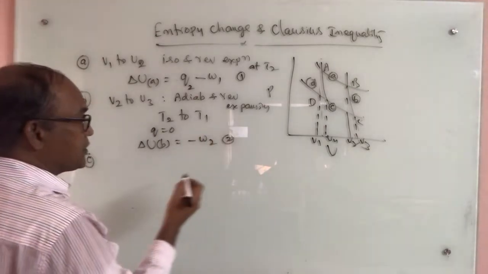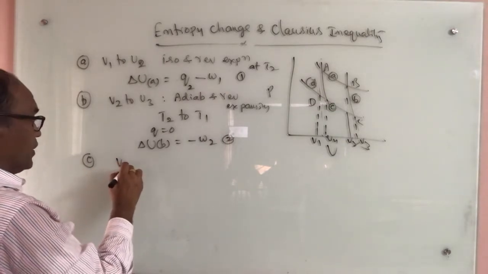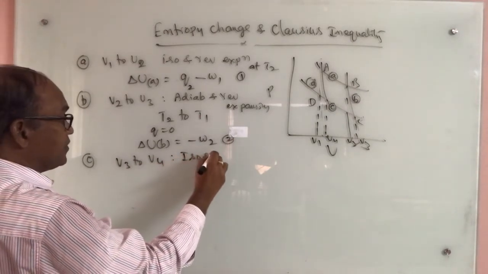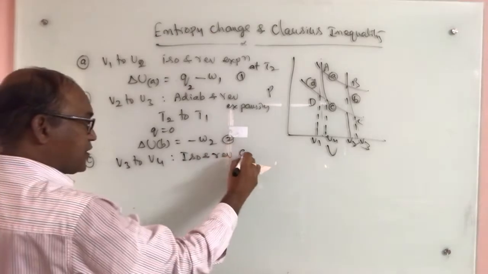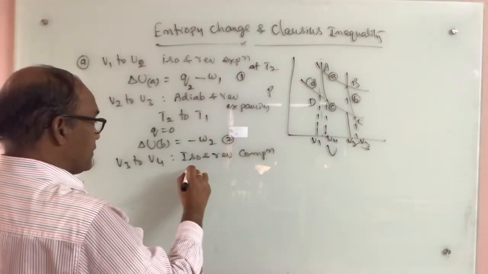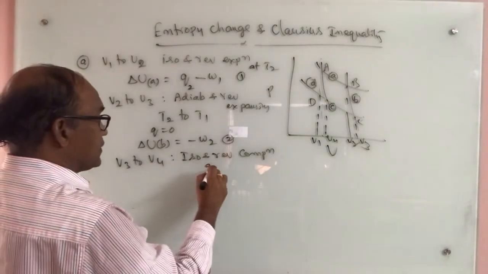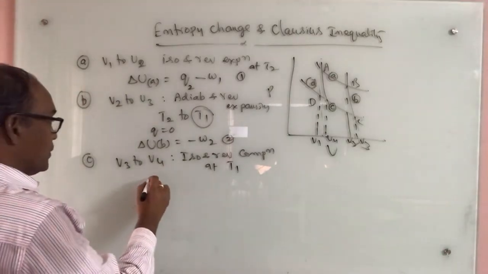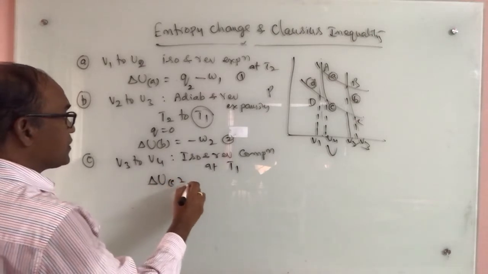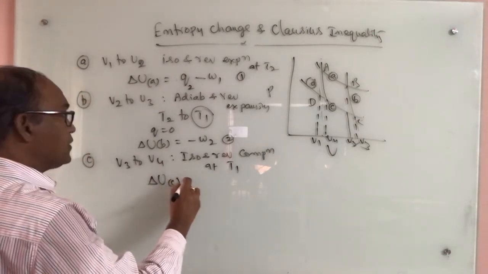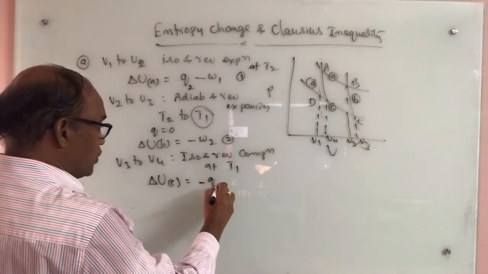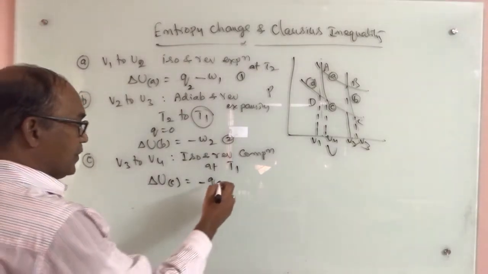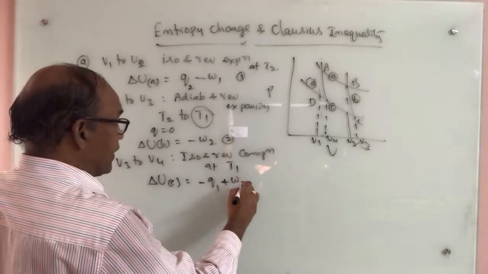The third step is the compression process, from V3 to V4, isothermal and reversible compression. This takes place at T1, since the temperature is already low. Now see the internal energy change: Q1 is given out to the system, and this becomes W3. This is equation 3.